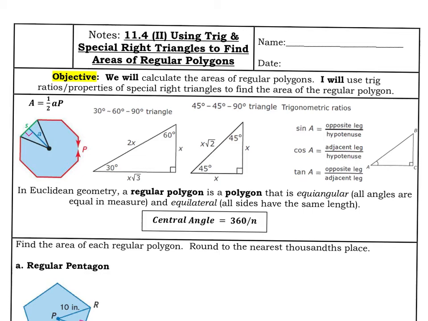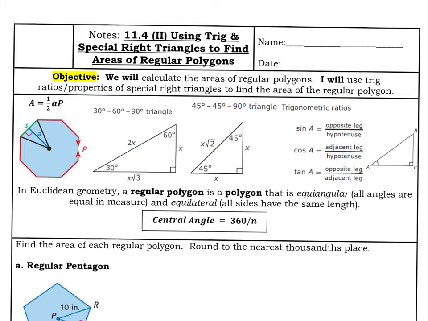Hey everybody, welcome back to the 11.4 notes. In this video we're going to still be calculating areas of regular polygons. However, we're going to be using trigonometry or special right triangles in order to figure out a missing piece that will then enable us to find the area of a regular polygon.